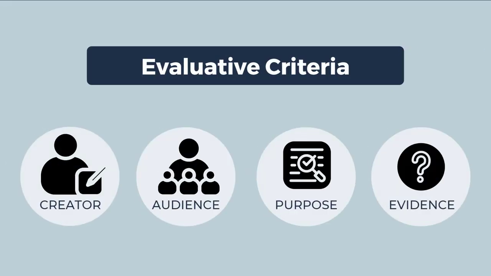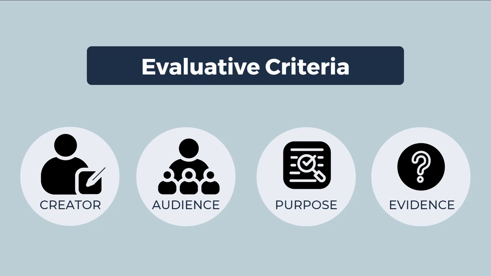Again, you can use these four evaluative criteria when you're looking at the source. The creator: who published the source, who wrote the source, do they have expertise in the area? The audience is who it was written for. So are they trying to sell a product? Are they informing the audience about a topic? Or is it written for experts in the field?